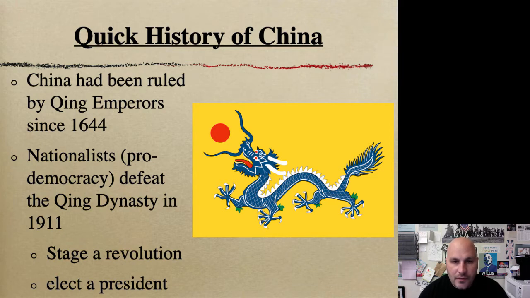a democratic system is put into place in China, and that is with this pro-democratic nationalist force, which defeats the Qing dynasty in 1911. Yes, there is a lot of history of internal struggle and warfare in China, and that revolution sets the stage for the election of a president, which for a brief period of time, through about a 20 to 30 year period, we're going to see democratic systems put into place. We're going to see the election of a president.